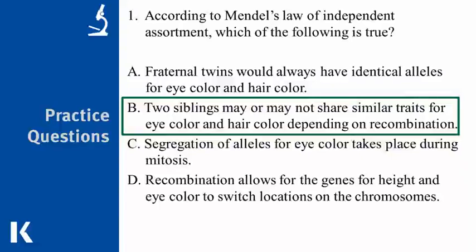Remember that during meiosis I, the chromatids can swap genetic information during prophase I. Therefore, the information in one gamete is different from that in the other, and depending on which two combine during fertilization, a number of different traits can be expressed. A is incorrect because fraternal twins are from two different zygotes and are therefore unique. C is incorrect because segregation occurs during meiosis, as stated in Mendel's first law, and D is incorrect because only homologous sites on genes are exchanged during recombination.